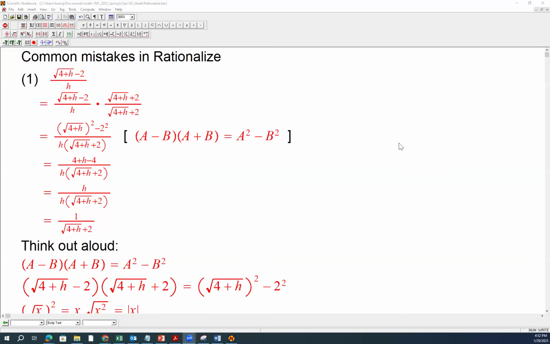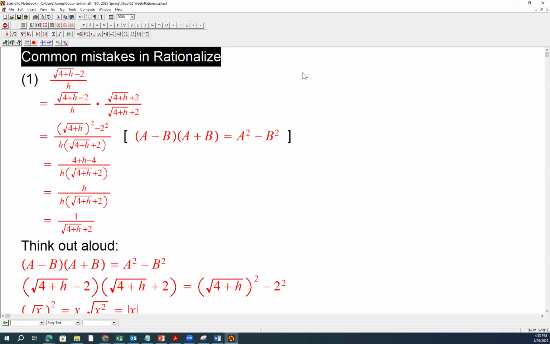Hello, everyone. In this lesson, we're going to talk about the common mistakes that happen in the work of rationalizing either the numerator or the denominator. Hopefully you have seen the previous video, which is about rationalizing the numerator mostly, and the proper way to express it. But there are some common mistakes I would like to point out in this lesson.